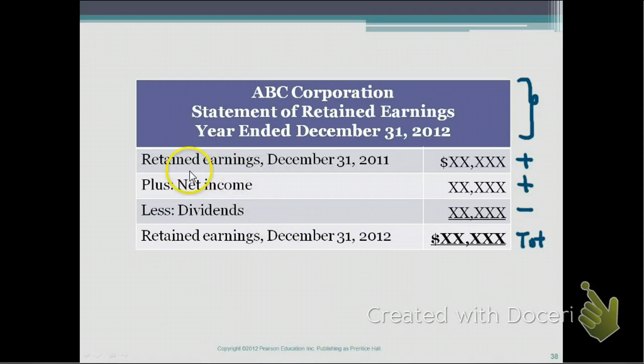If you had a net loss here, you would subtract that number from your beginning retained earnings and subtract dividends, and you would end up with your ending retained earnings.